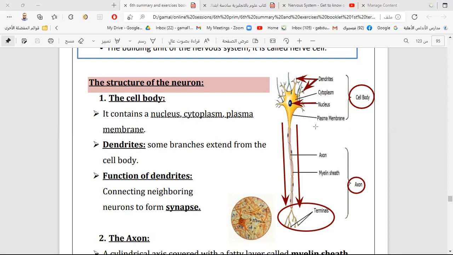And also, there is cytoplasm. Any cell has cytoplasm. Can I say what the cytoplasm is? Go ahead. It's like a jelly fluid in the cell. It is a liquid that contains a large amount of water. Okay, a liquid containing a large amount of water, and this is the cytoplasm.